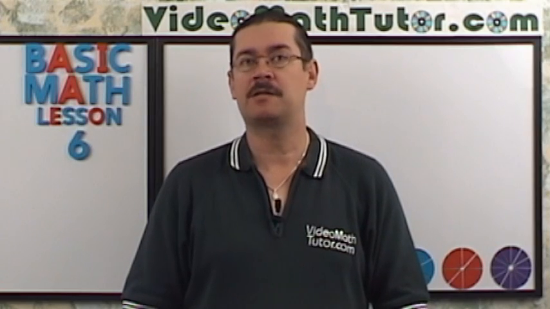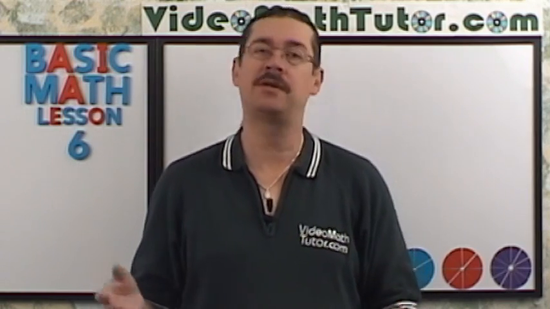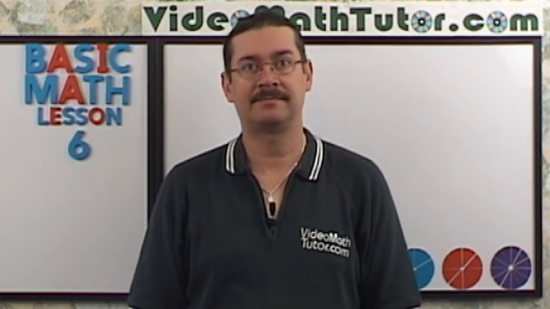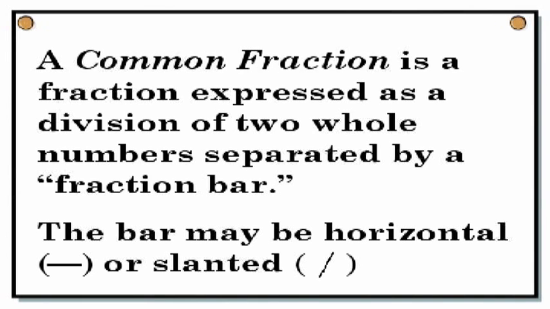Now, there are many ways to express mathematically the relationship between the numerator, the fractional parts, to the denominator, the whole part. Let's look at a few. A common fraction is a fraction expressed as a division of 2 whole numbers separated by a fraction bar. The bar may be horizontal or slanted.